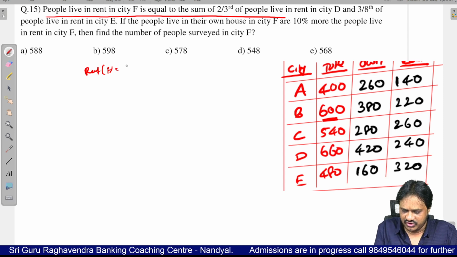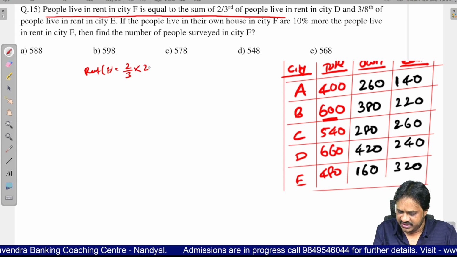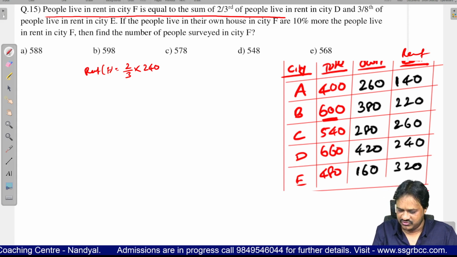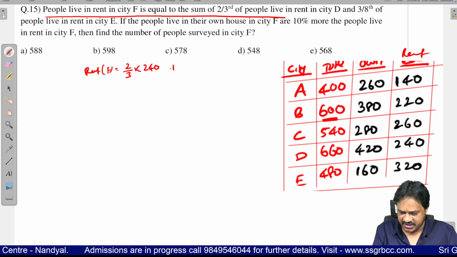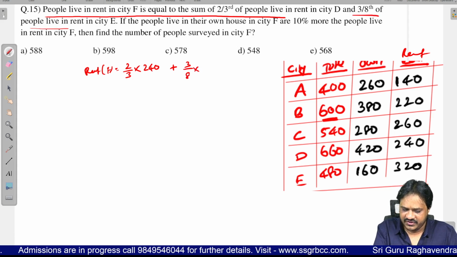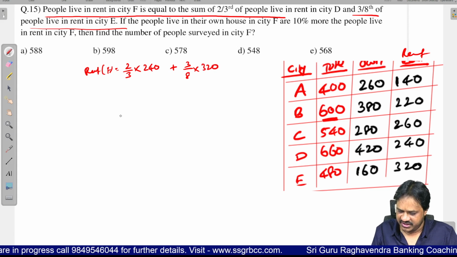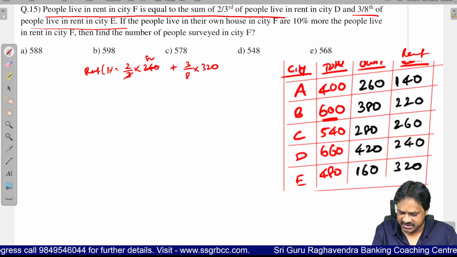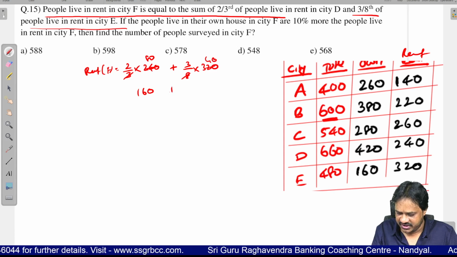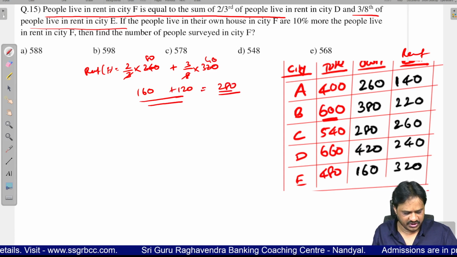It is equal to 2/3 of the people living in rent in D. Rent in D, it is 240. This is the rent value, D rent value 240. Then 3/8 of the people living in rent in E. Rent in E, it is 320. Now if you do the calculation, 3 ones 380, that is 160, 8 ones 840, this is 120. So 160 plus 120, 280.